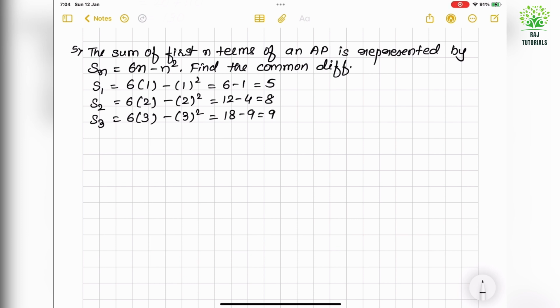So now I got three terms. Common difference d will be equal to 8 minus 5. So that is 3. So therefore I can say the common difference will be 3.